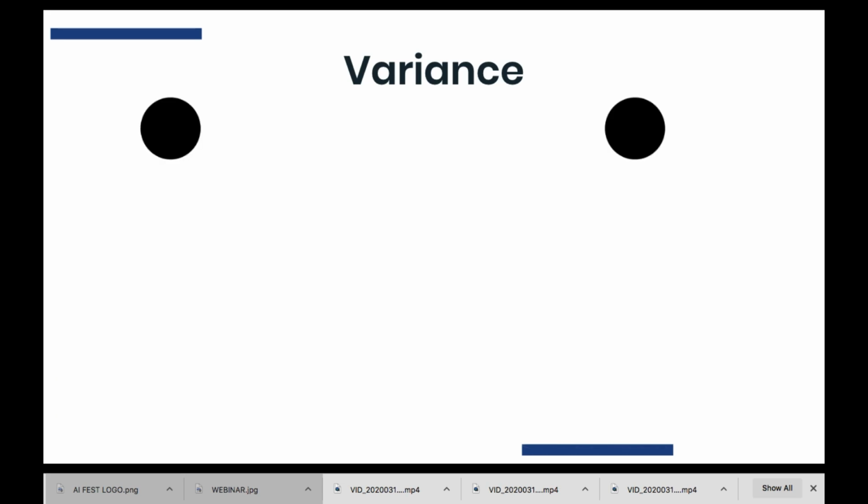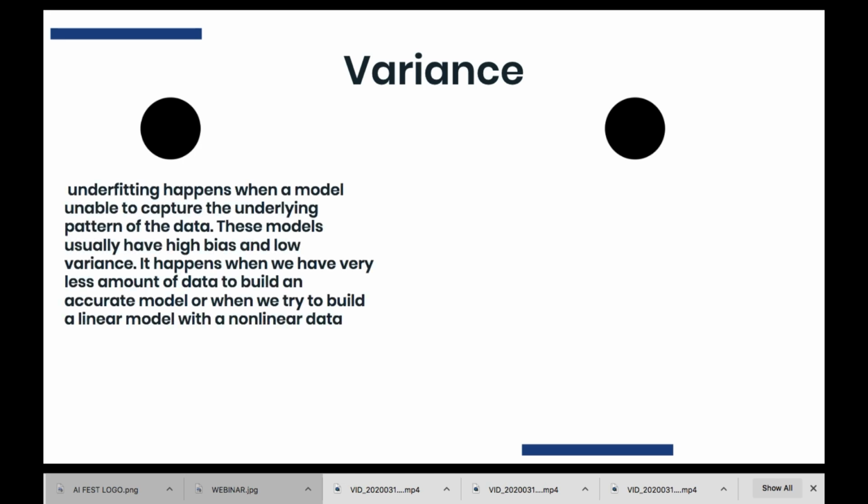Now let's look at underfitting and overfitting. We mentioned two terms. What is underfitting? Underfitting happens when your model is unable to capture the underlying pattern in your data. This model usually has high bias and low variance. It happens when you have very little data to build a model, and when you try to build a linear model with non-linear data, that's when you have high bias and low variance, which leads to underfitting.